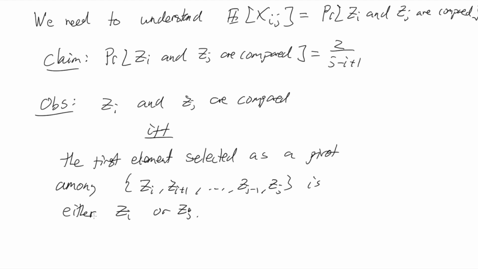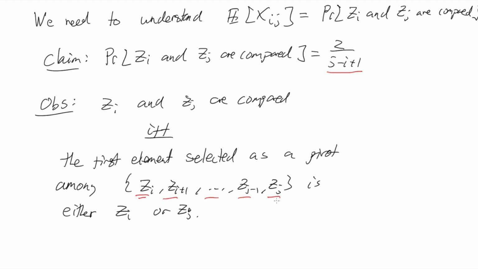So if you believe in this observation, then the claim follows rather immediately, because remember we select a random number as our pivot. So now consider the case when we select an element as pivot among the set Zi to Zj. Then there are two outcomes that make us compare Zi and Zj, namely either we select Zi or we select Zj. However, how many outcomes are there in total? Well, if you count the total number of elements in the set, there are exactly j minus i plus 1. So the probability that we would either select Zi or Zj is exactly 2 over the number of elements in the set, which is j minus i plus 1.